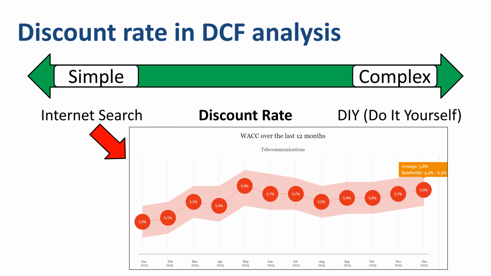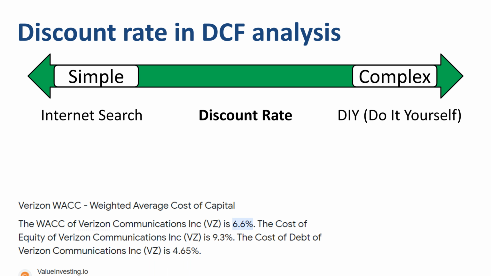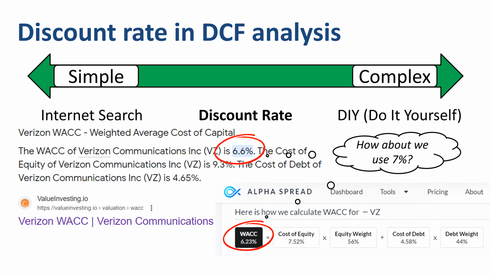They give a bandwidth, an average, and show the development of the WACC over time. Around 6% seems to be a solid number for the industry, according to them. If we specifically look for a WACC for Verizon, at least two sources give you a number and the underlying assumptions. To be on the cautious side, let's round up to 7%.